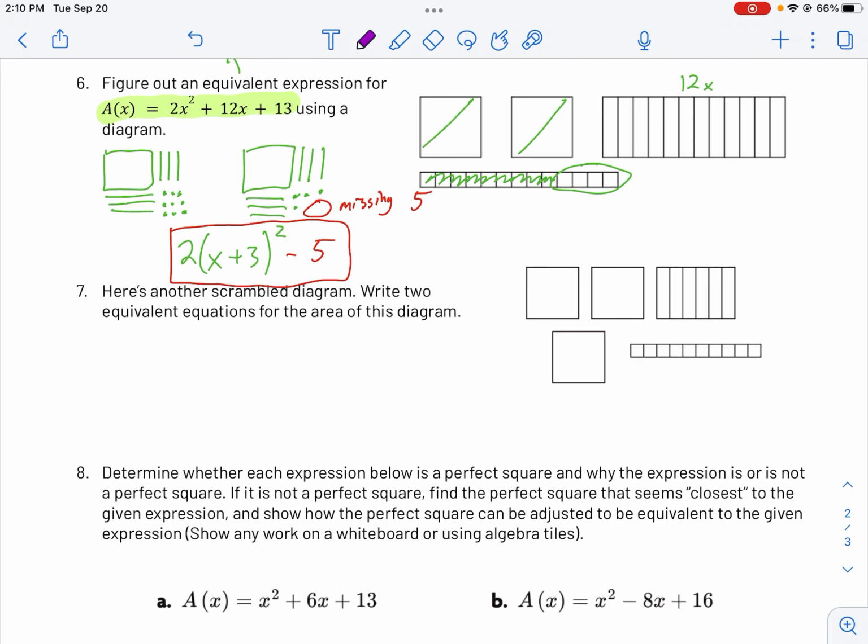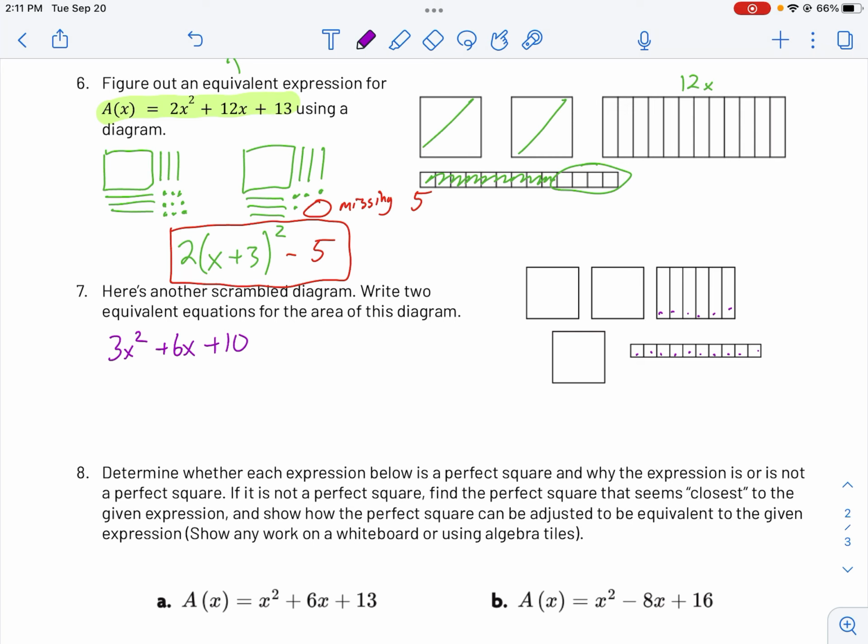So my trinomial, I have 3x squareds. I have 1, 2, 3, 4, 5, 6 x's. And I have 1, 2, 3, 4, 5, 6, 7, 8, 9, 10 ones. So there's my trinomial. Now let's think about how we're going to split that up.